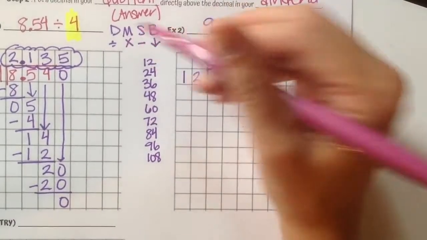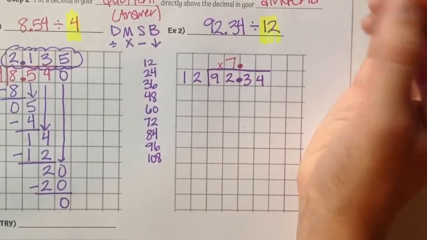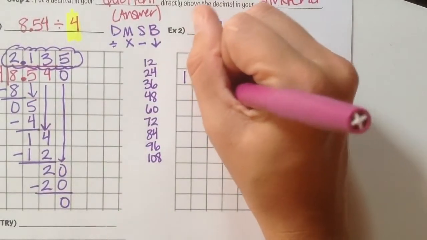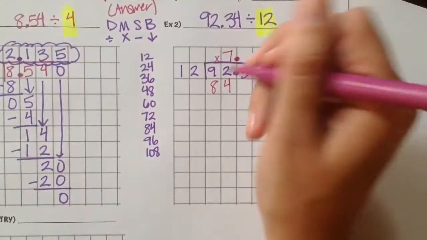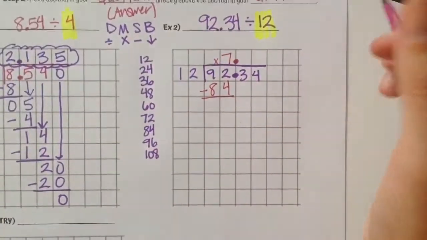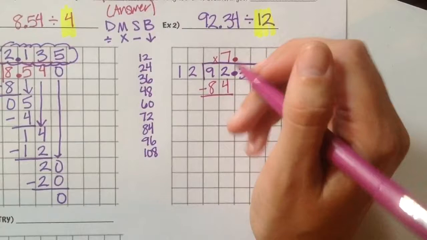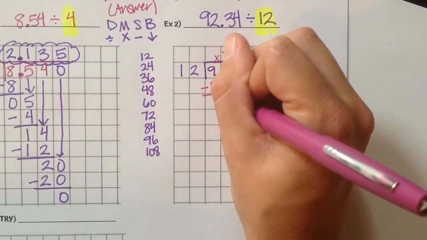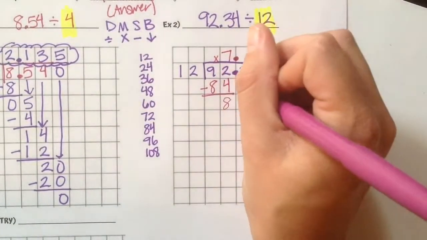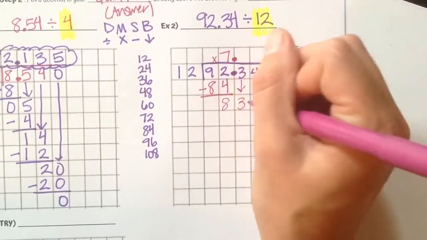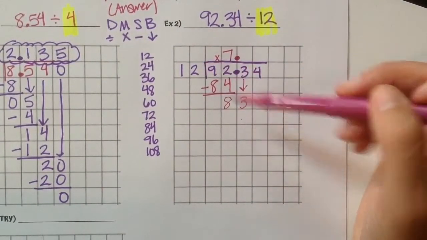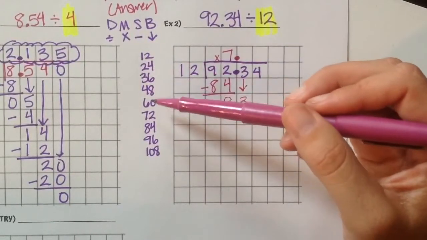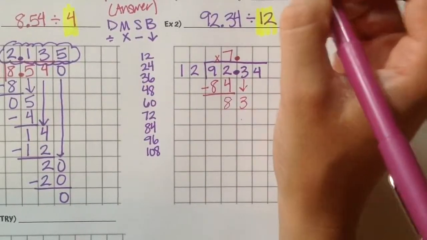Then we multiply. 12 times 7 is 84. Then we subtract. 92 minus 84, which is 8. Next up is to bring down. Bring down the 3. How many times does 12 go into 83? It goes in 1, 2, 3, 4, 5, 6 times.